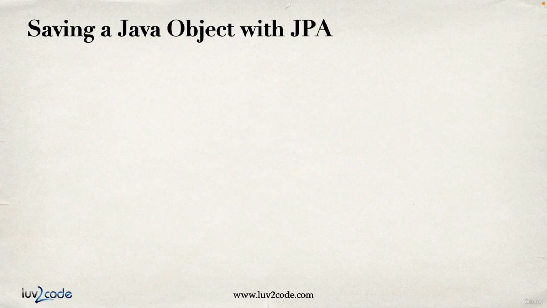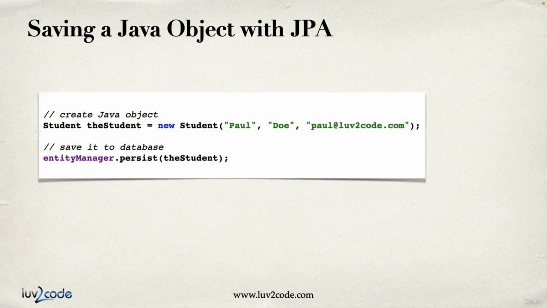Okay, great. Now let's take a look at a quick example on how to save a Java object with JPA. The first thing we do is create the Java object, and this is just really standard basic Java, right? We simply use the new keyword and say new Student, Paul Doe, and we give Paul an email address. That's the first name, last name, and email address.